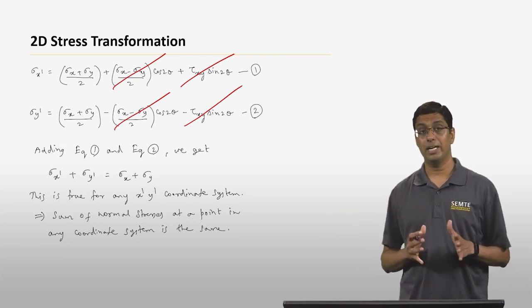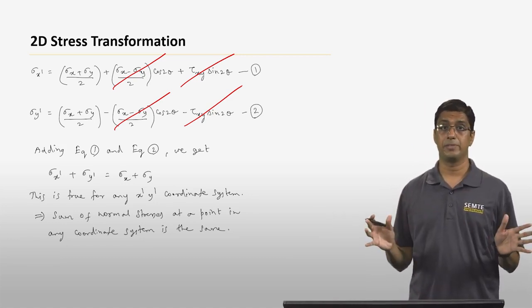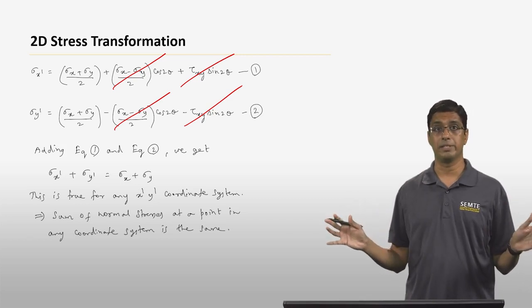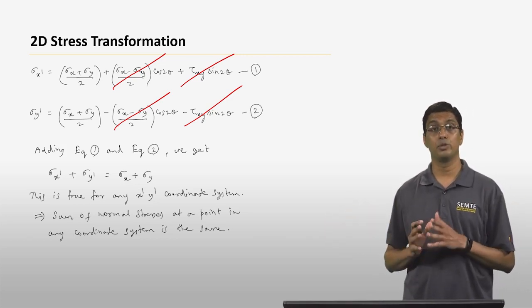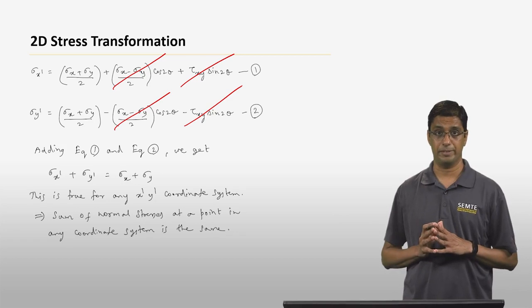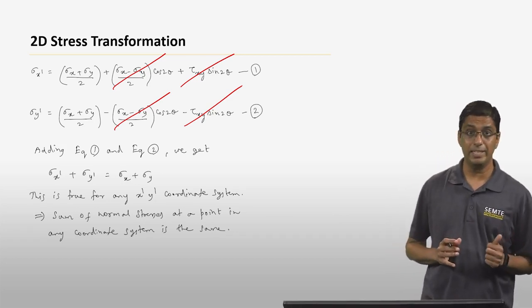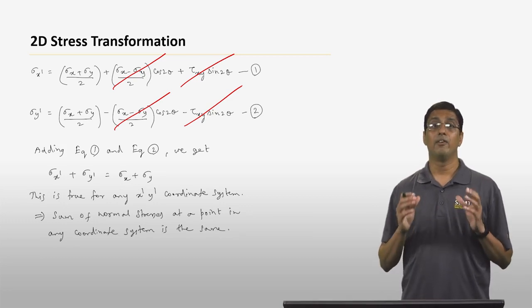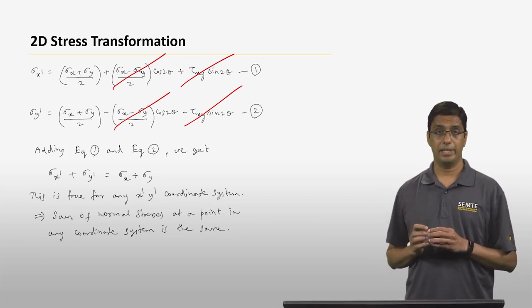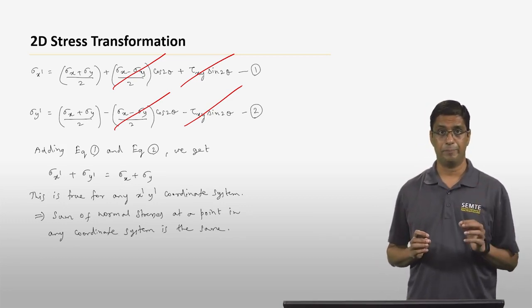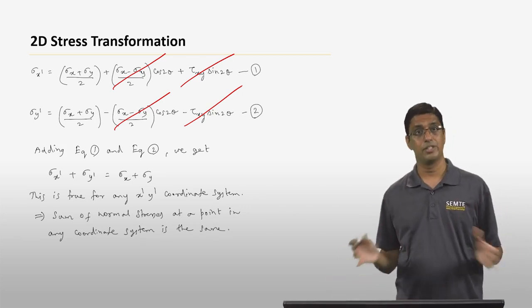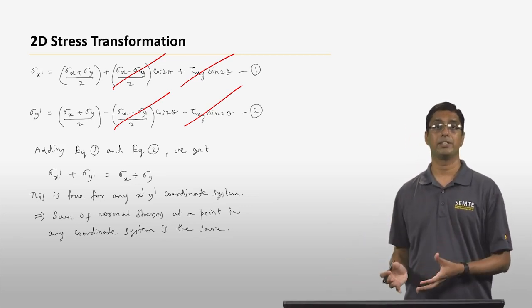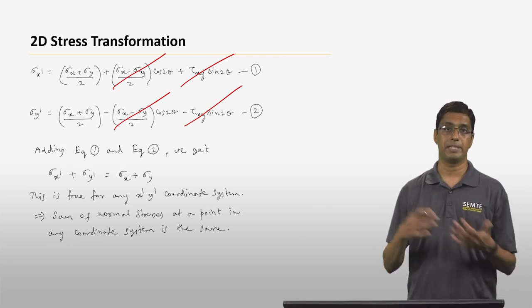Okay. So if you look at it, we didn't make any specific assumptions about this x prime y prime coordinate system, which means that it is true for any x prime y prime coordinate system. So what does it essentially mean? The sum of the normal stresses at a point in any coordinate system is always the same. Okay, so it is a 2D stress case. So sigma x plus sigma y is going to be equal to sigma x prime plus sigma y prime.